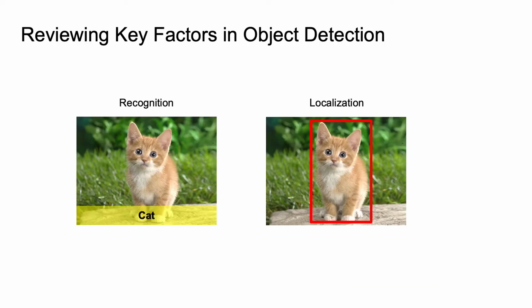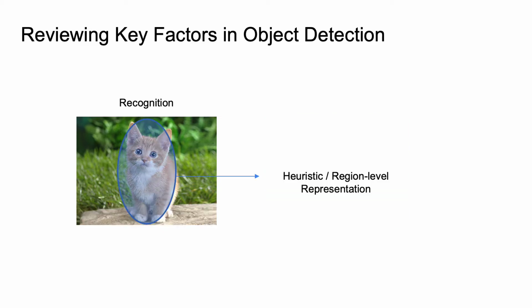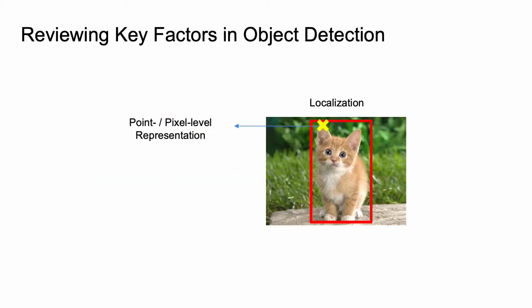Let's first review the key factors that influence object detection. It usually involves two aspects: correct recognition and accurate localization. MoCo learns good image-level heuristic representation and is biased toward recognition, but it lacks more fine-grained representation for accurate localization.